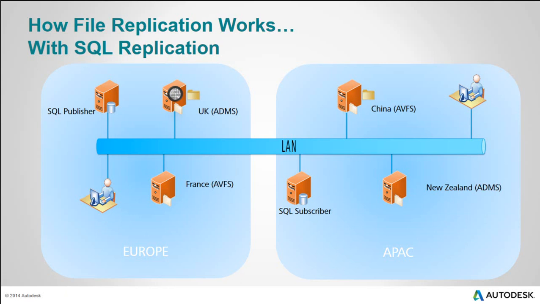The UK's ADMS then sends a message to its SQL publisher that it now has the file and at the same time delivers it to the user. Lastly, using SQL merge replication, the SQL publisher now has new information that needs to be sent to the subscriber. The information is that not only does the file reside on the China AVFS, but it also resides on the UK ADMS. So now both SQL servers have a full record of all the servers where the file is currently located. In other words, all SQL servers are synchronized.